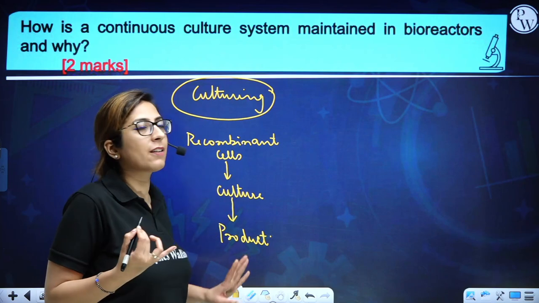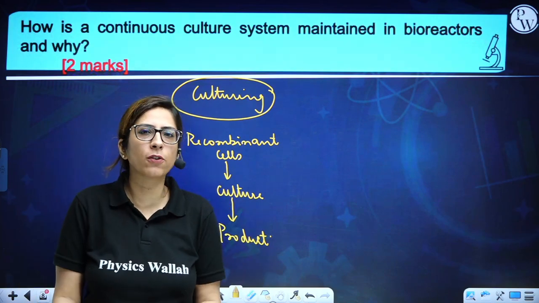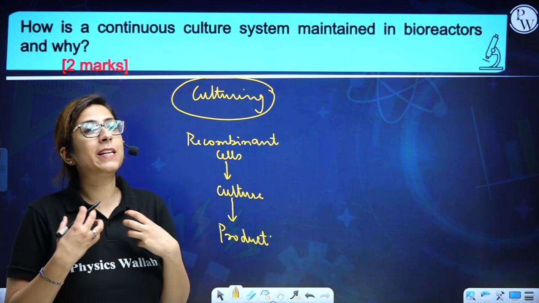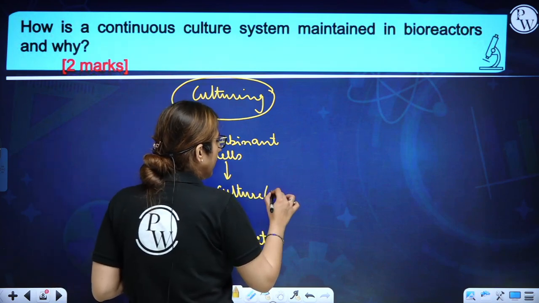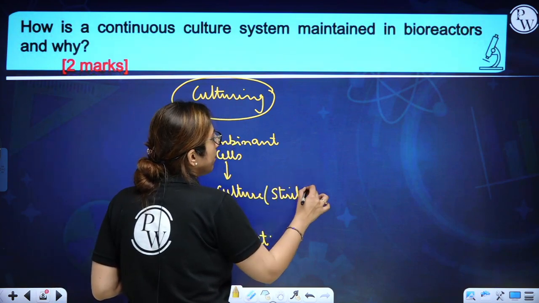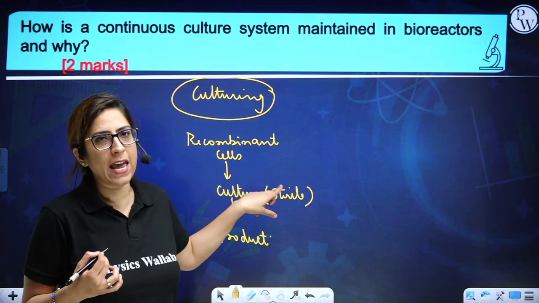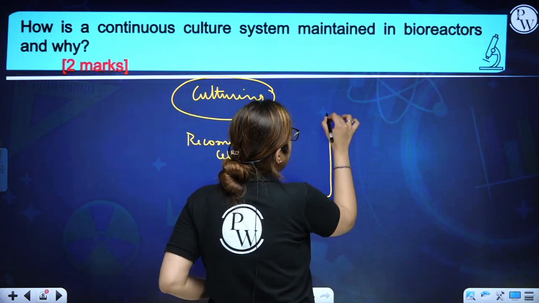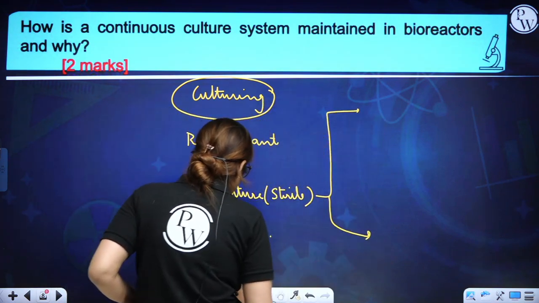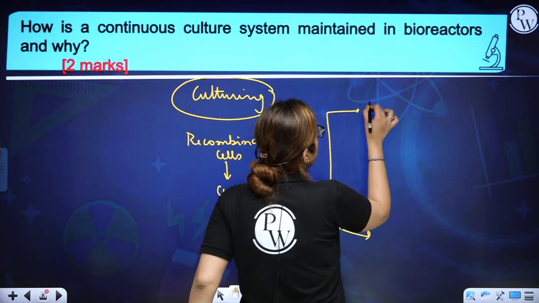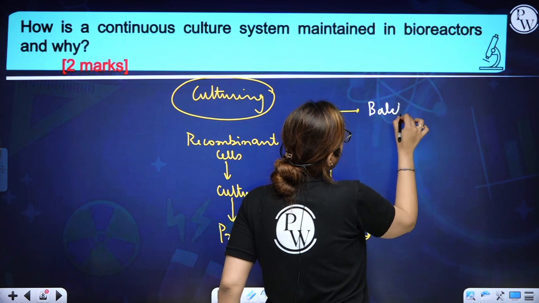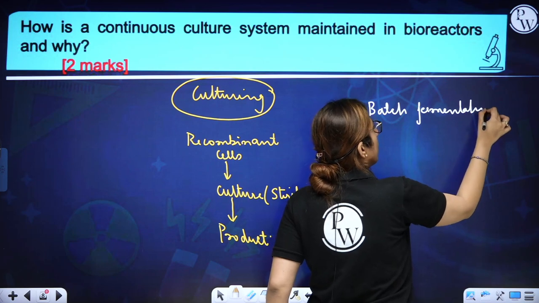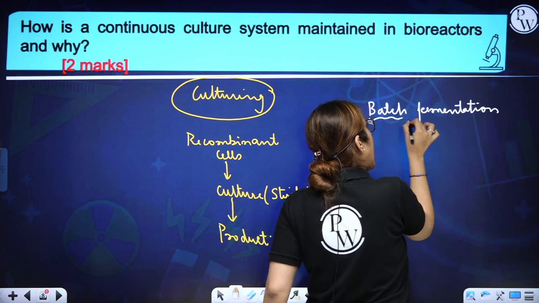So for this product, we are culturing a group of a particular type of microorganism in a sterile condition. Clear? In a sterile condition, we culture it so that no other microbe forms, in fact, only our specific cells form copies of those cells. Now, culture can be done in 2 different ways. Let's talk about it. The first type is batch fermentation. So, what do you mean by batch fermentation, guys?